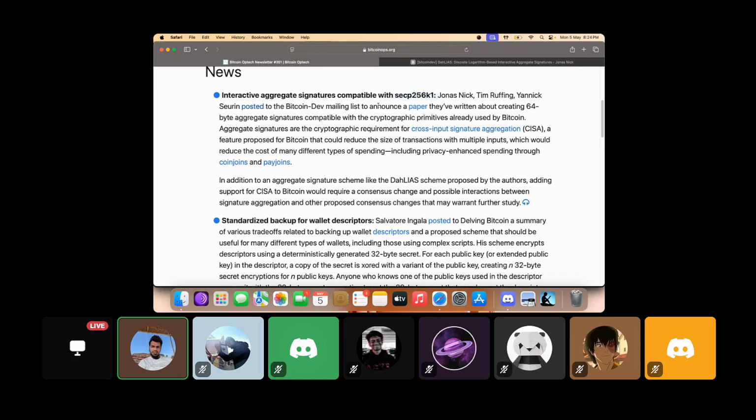What's unique about this one is that it is compatible with secp256k1, meaning it can be used for Bitcoin transactions as well. So if there is a Bitcoin transaction that has multiple inputs, and if this scheme is deployed, then you can aggregate all the digital signatures of different inputs into one single digital signature of merely 64 bytes, which is very handy especially for protocols like coin joins and pay joins, right? Multiple people come together to sign a Bitcoin transaction. So that is what this news article is all about.